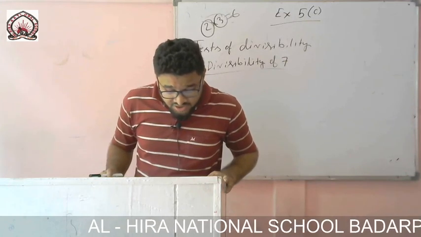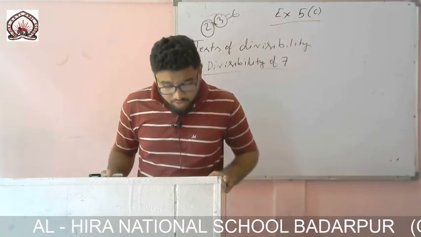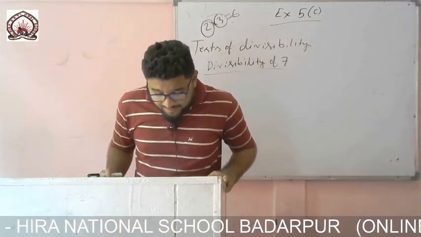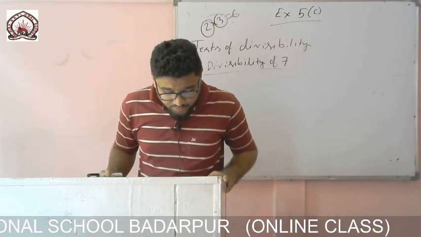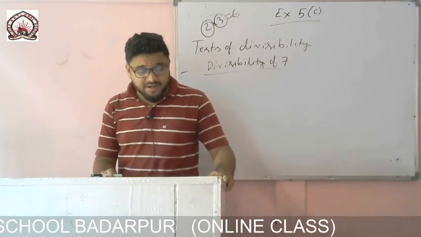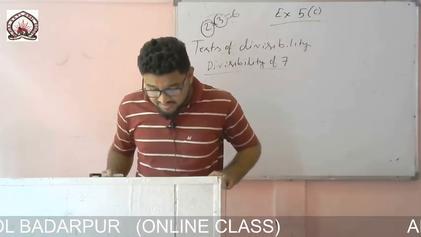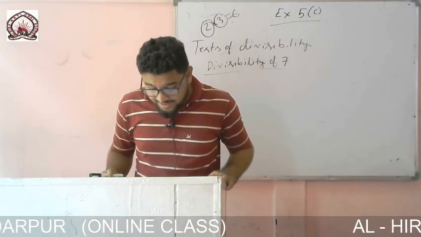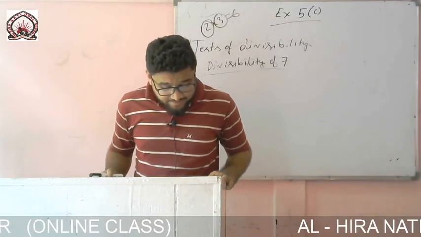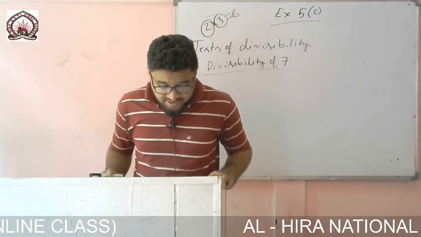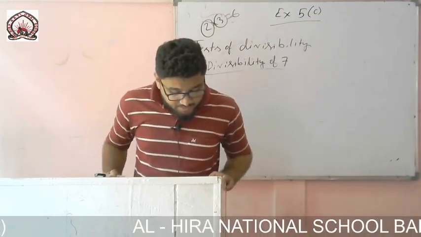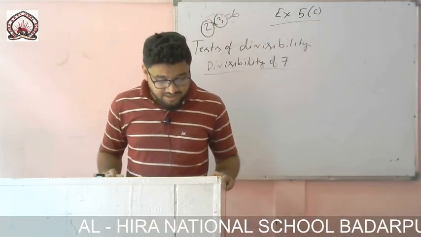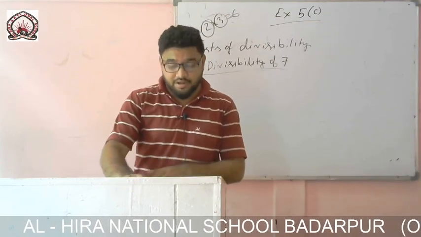Another example. Double the last digit is 4. The rest of the number is 179. The difference is 179 minus 4, which is 175. Is 175 divisible by 7? Double the last digit, 5, is 10. The rest of the number is 17. The difference is 17 minus 10, which is 7, which is divisible by 7. So 175 is divisible by 7, which makes 1792 divisible by 7.